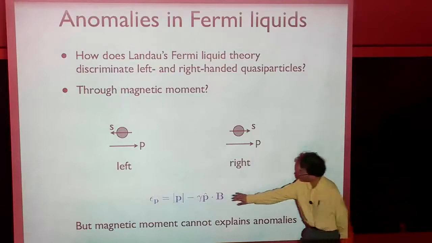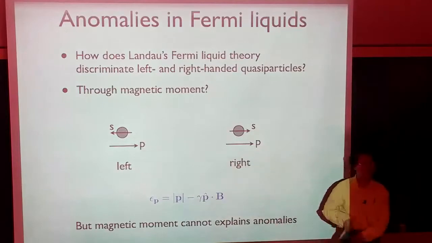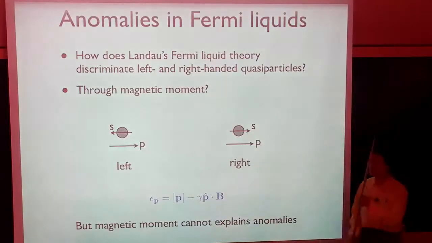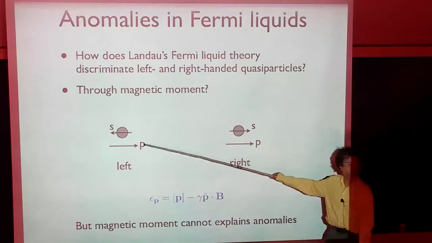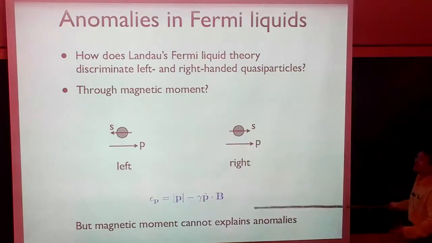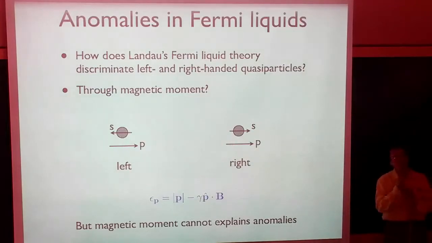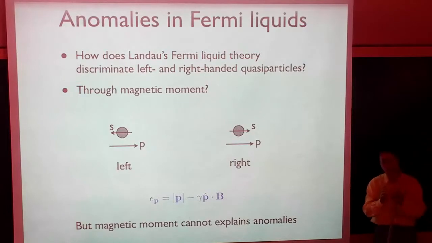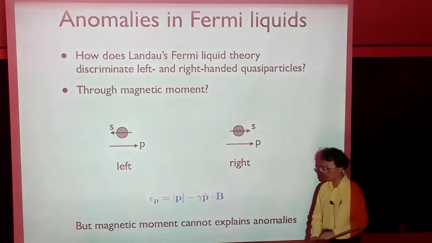And here we have the unit vector p because for massless particles, we know that the direction of the spin is tied to the direction of momentum. For massless left-handed particles, the spin, say neutrino spin, would point in the opposite direction compared to the momentum, and for the right-handed particle, the spin would point in the direction parallel to p. So the magnetic moments that interact with the magnetic field would also point this way. This would make sure that Landau's Fermi liquid theory knows which particle is left-handed and which particle is right-handed, and treats them differently. And hopefully, one can see that the signs of the anomalies in the current can be opposite.